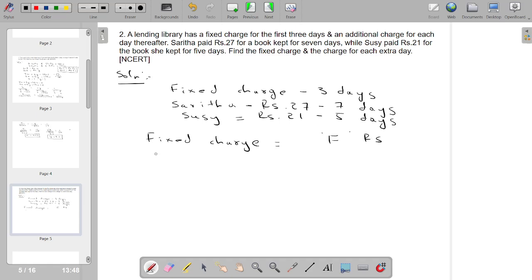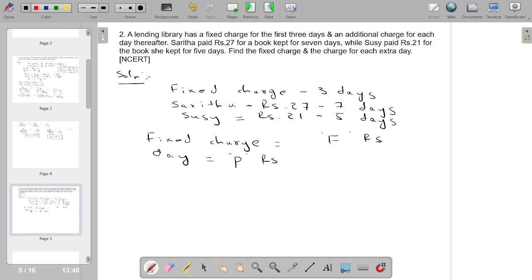So then for each additional day, for each day we don't know what the price is. So for this we don't know the price, we can call that P rupees for every day. We don't know what that is. So now we can frame the equations.